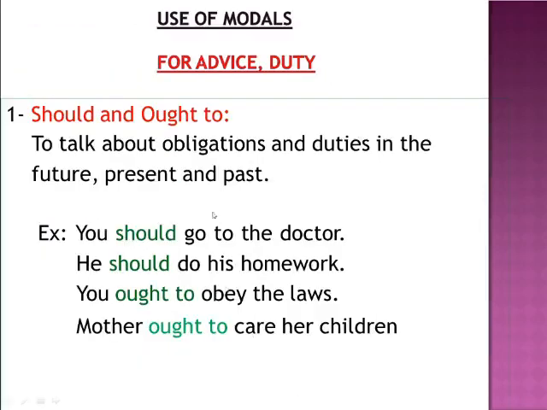Use of modals for advice and duty: should and ought to. They talk about obligations and duties in the future, present and past. These two words are used for advice and duty. "You should go to the doctor" is advice, for example when your friend is sick and still in bed, not ready to go to the doctor. At that time you can advise him to go and see a doctor. Here you can use: you should go to the doctor. It's an obligation and at the same time it's advice.